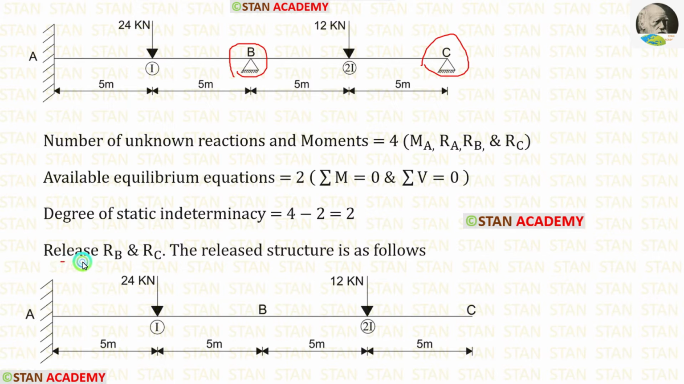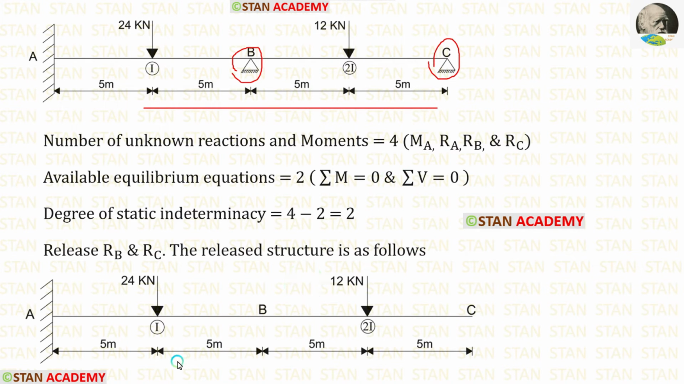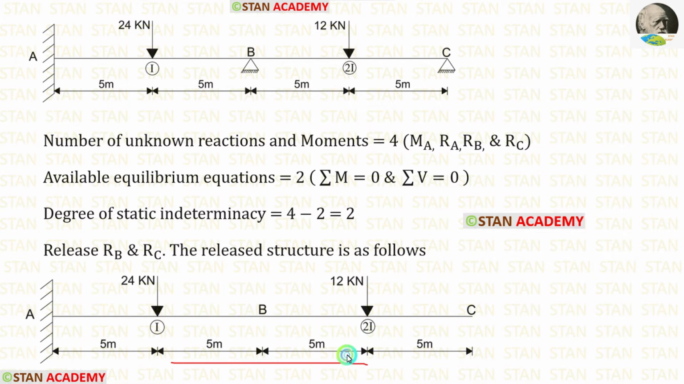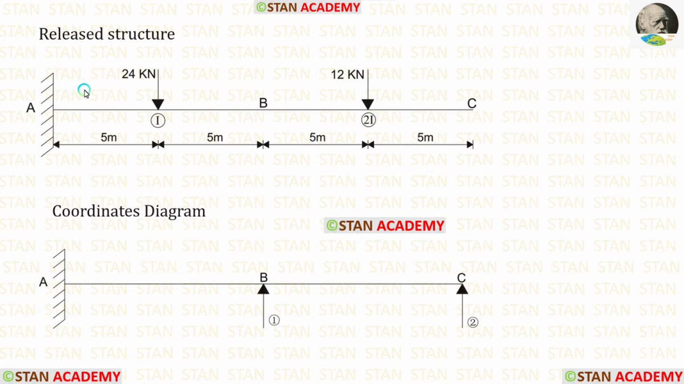In this beam, the supports B and C are sinking. So we have to release RB and RC. When we remove the supports from the point B and from the point C, this continuous beam becomes a cantilever beam. This beam is called the released structure. We have made the released structure.